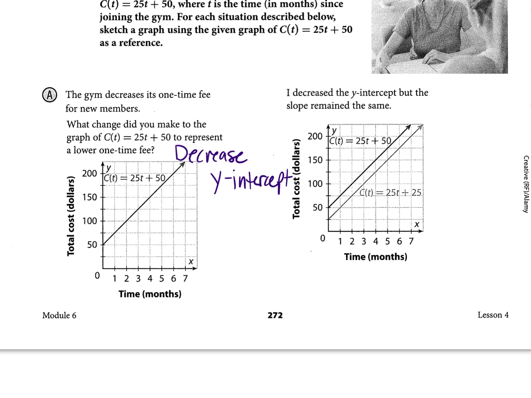So an example of that might be if they made it $25, it would still have the same slope, so it should be parallel, but it's going to be below. It says I decrease the y-intercept, but the slope remains the same, so you can see they drew that there.